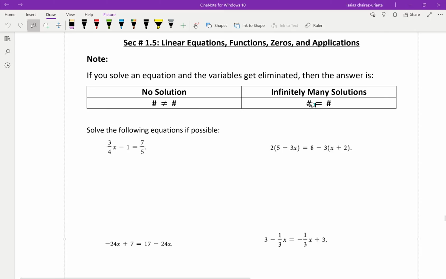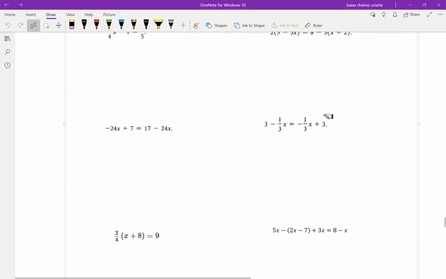Now, if you end up with something like 3 equals 3, then that's going to mean that you have infinitely many solutions. So keep that in mind. If you're solving these equations and all of a sudden all of your variables cancel and you end up with something like 3 equals 5, well that makes no sense. That means that the original equation had no solutions. But if you end up with something like 3 equals 3, then that just means that your original equation had infinitely many solutions.